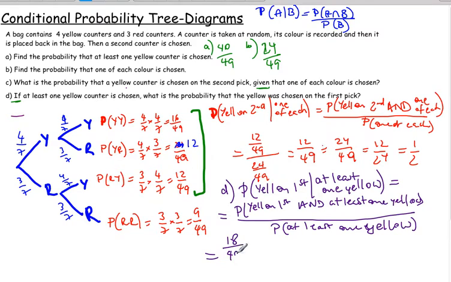18 out of 49 divided by the probability of at least one yellow. Now we worked out the probability of at least one yellow back here. It was 40 out of 49. And if I do that division, I get 18 out of 40.